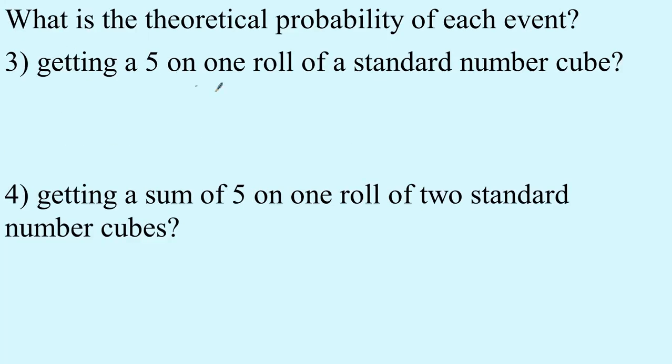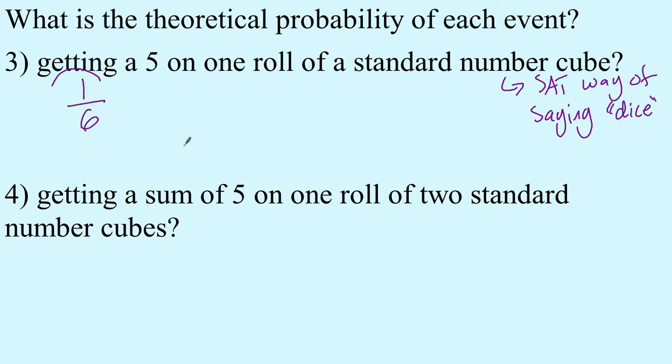So in theory, what's the probability of getting a 5 on one roll of a standard number cube? That's just your SAT way of saying dice. So what's the probability of getting a 5? Well, there's 1 five on 6 sides of a dice.